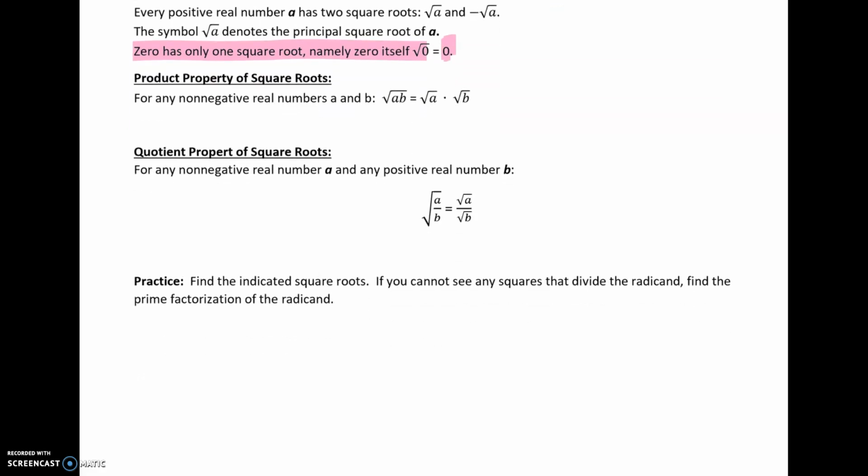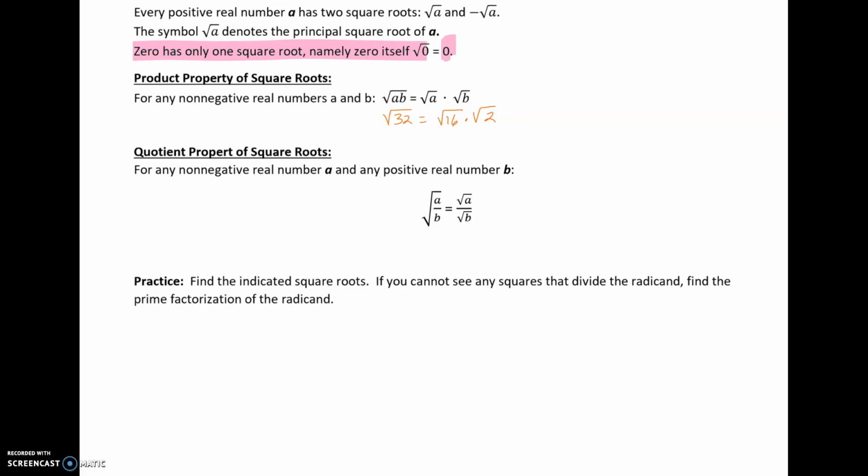Product property of square roots. For any non-negative real numbers A and B, what it's saying is, if you have the square root of something, you can break it down. So let's say we had the square root of 32. We can break this down into the square root of 16 times the square root of 2. Because 32 is not a perfect square, but there's a factor in there, such as 16, that is, so that helps you be able to simplify it. That's what that property says.